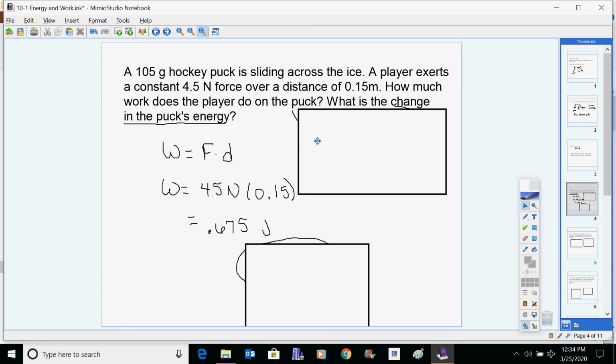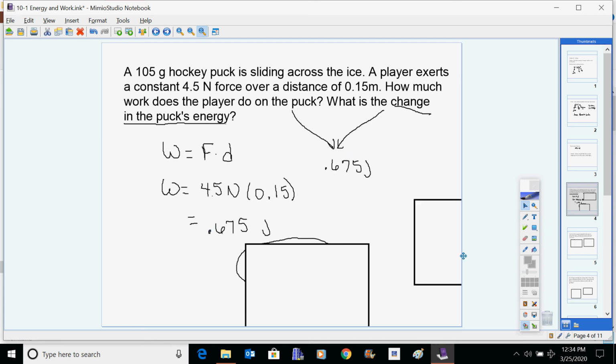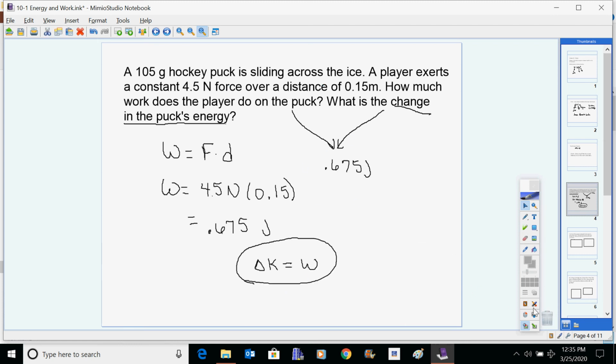The puck should say puck's kinetic energy. The change in the puck's kinetic energy is actually the same amount as the amount of work done, because they mean the same thing. Remember we said that delta K equals work. Okay, so the player with his hockey stick is doing work on the puck, and as he's applying that force over the distance, we could have a change in the kinetic energy. So what he's doing is he's putting that energy into the puck.